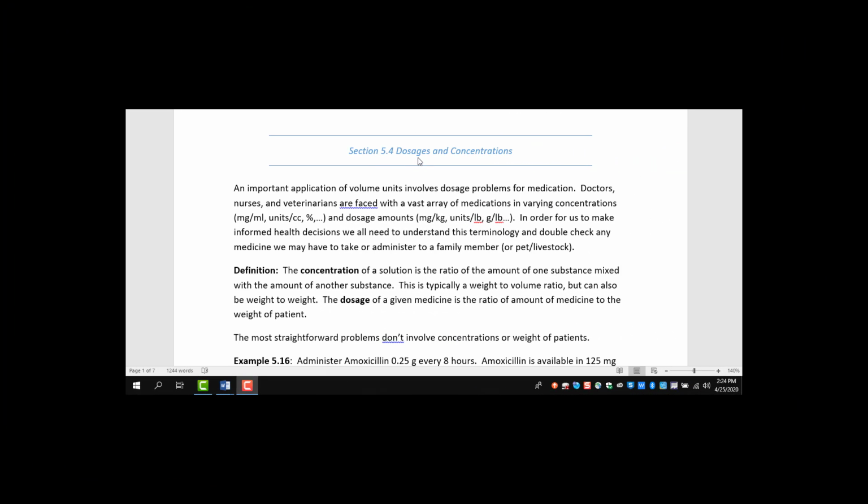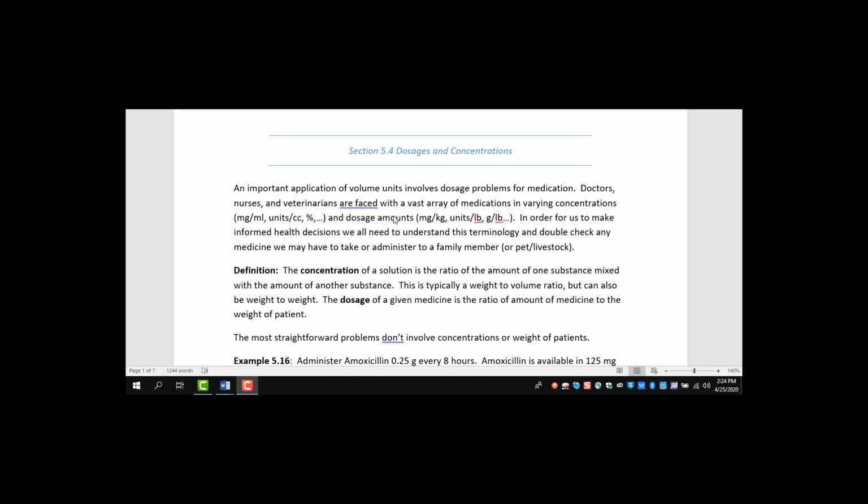Okay, 5.4, dosages and concentrations. So an important application of volume, which we just studied in 5.3, involves dosage problems for medication. Doctors, nurses, and vets are faced with a vast array of medications in varying concentrations, such as milligrams per milliliter, units per cubic centimeter, percentage, etc., and dosage amounts, milligrams per kilogram, units per pound, grams per pound.